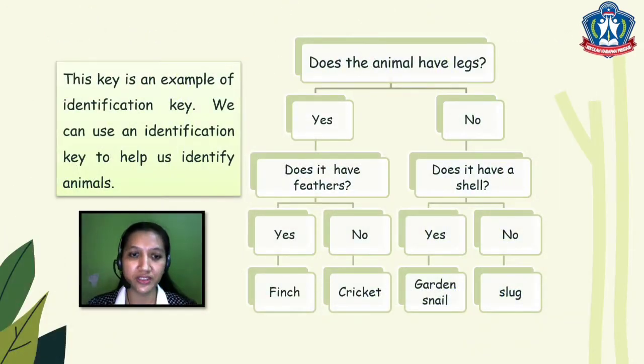So friends, look at this chart. By answering the chart here, we will know what the animal is. So the first one, does the animal have legs? Yes, right? And then, does it have feathers? No, so we know that the animal that Aisha found is cricket. This key is an example of identification key. We can use an identification key to help us identify animals.